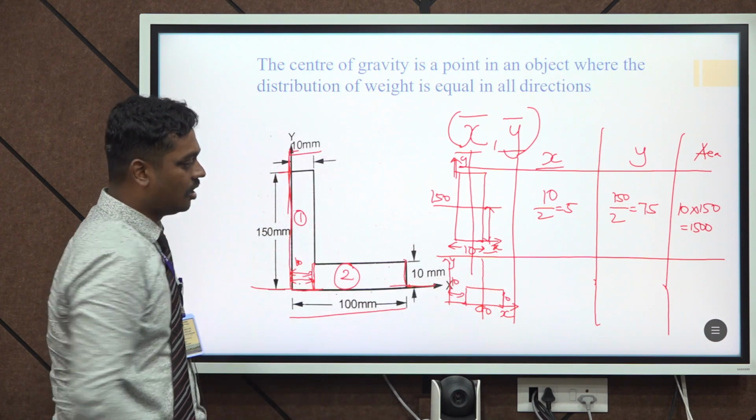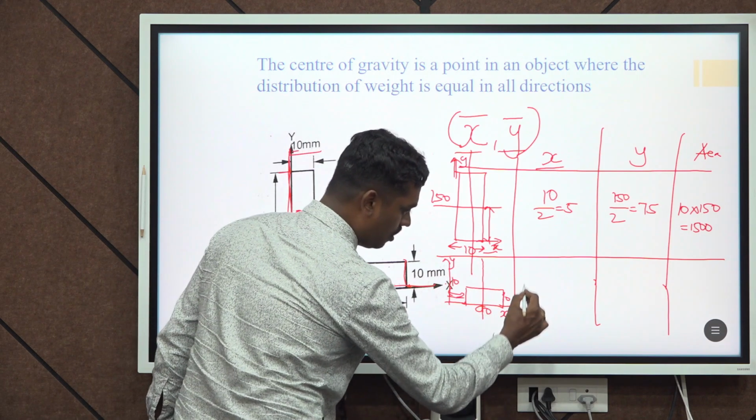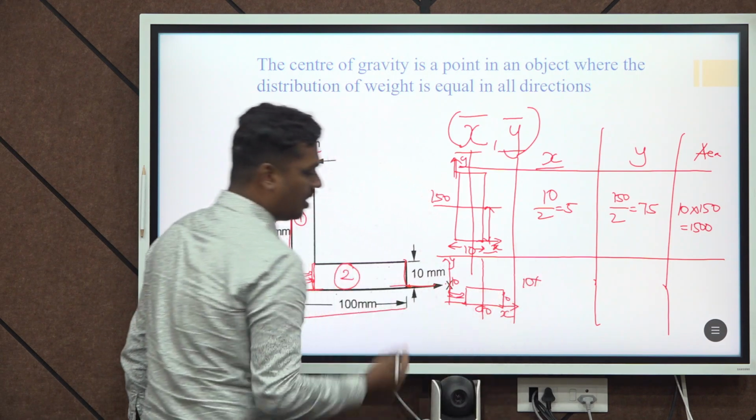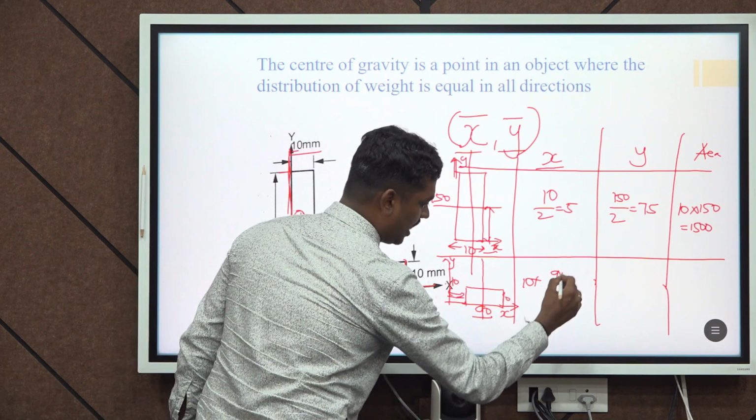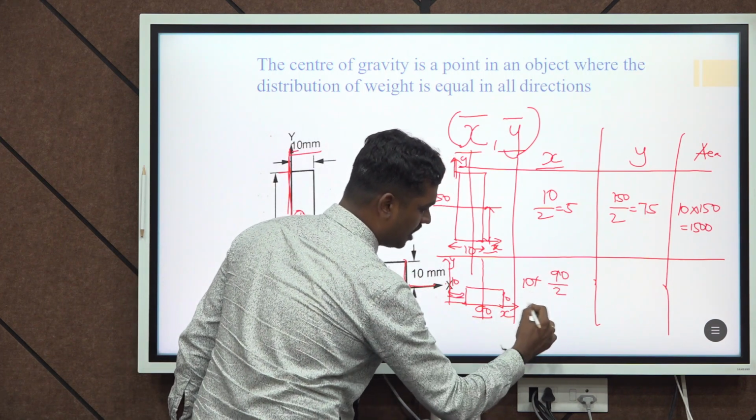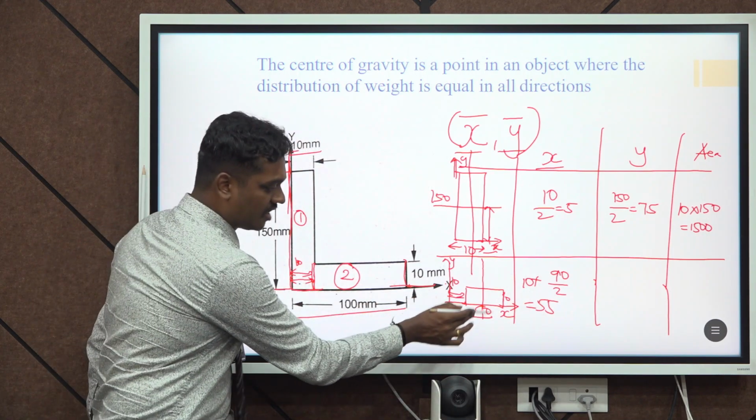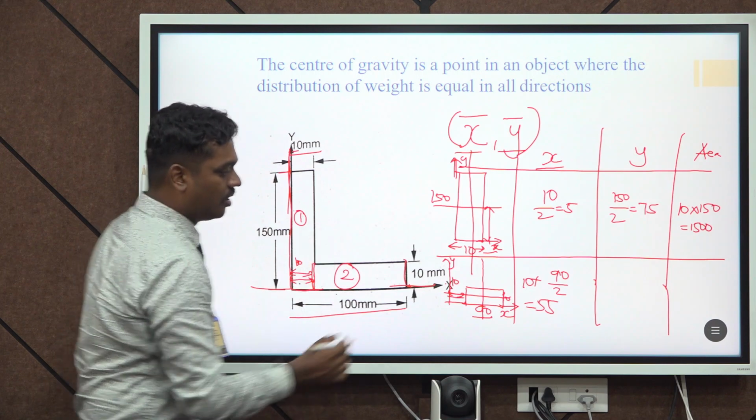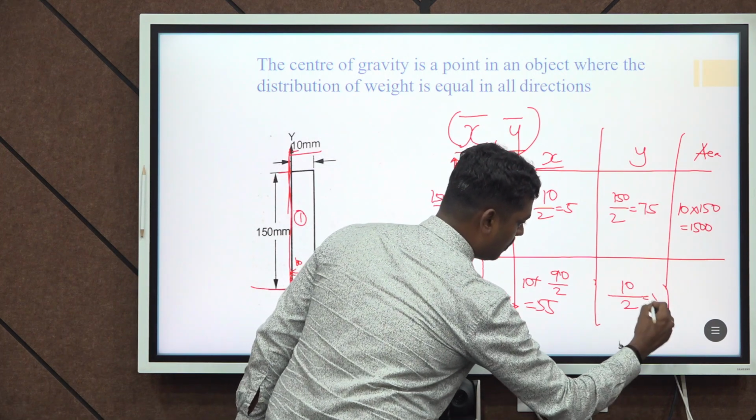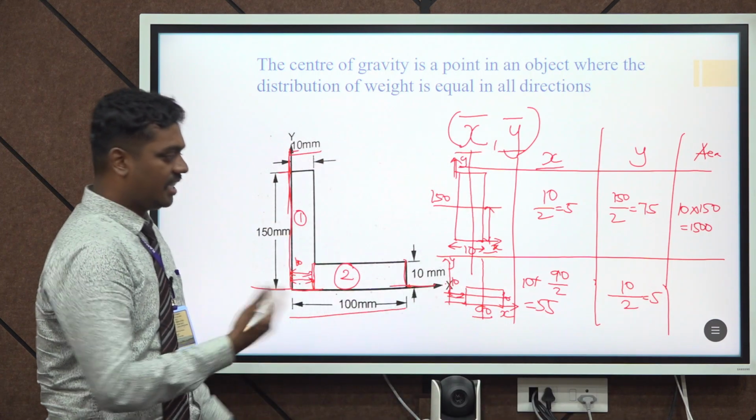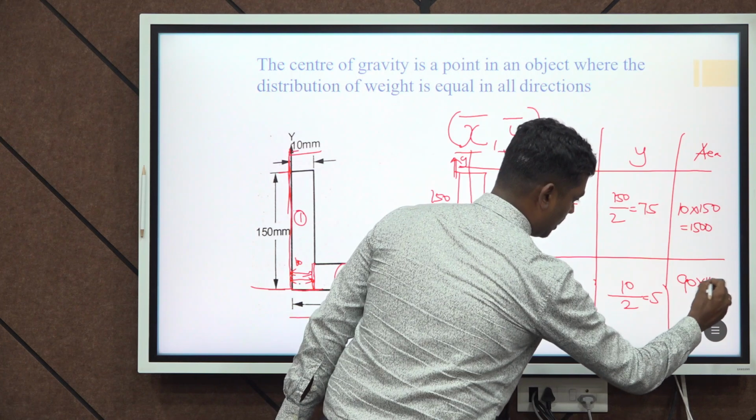So here the axis has to travel freely for a distance of 10 mm. That has to be added, and then the gap is 90. So I will be putting 90 by 2, that will be 45, plus 10 will be 55. Similarly, the x axis has to come to the center. For that, the height is 10 divided by 2, that will be simply 5 mm. And here also the area is 90 into 10, that will be 900.